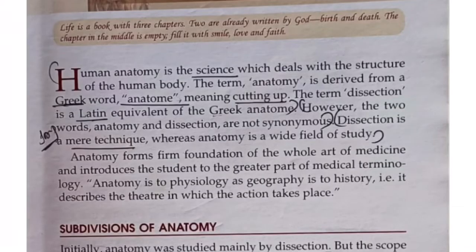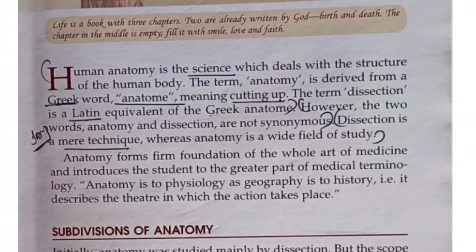Firstly you have to start making notes, and you have to understand the introduction of this anatomy. So you have to understand what is anatomy. Anatomy is the science which deals with the structure of the human body. Whatever comes in the human body, like the skeleton, muscles, arteries, veins, and the organs, will all come under anatomy. So this is the science which deals with the structure of the human body.